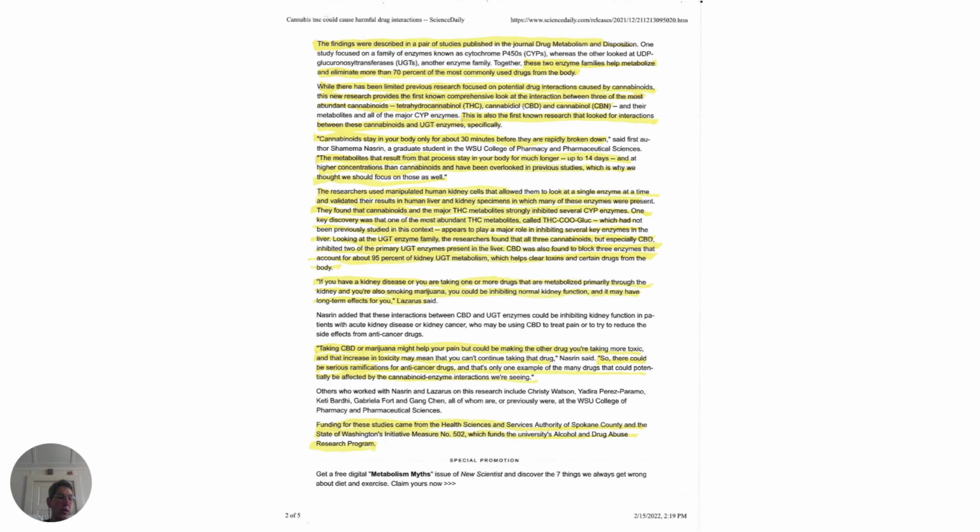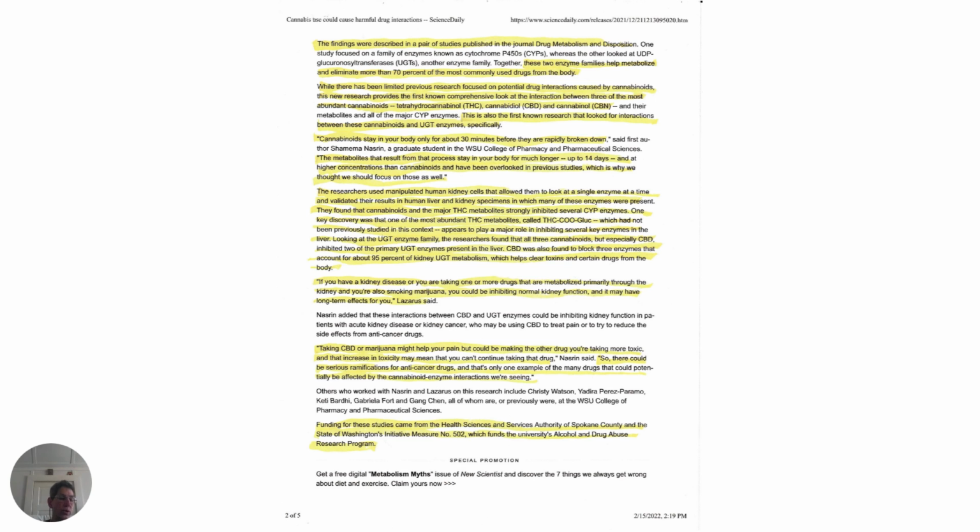Cannabinoids stay in your body for only about 30 minutes before they are rapidly broken down. The metabolites that result from that process stay in your body for much longer, up to 14 days, and at higher concentrations than cannabinoids, and have been overlooked in previous studies, which is why we thought we should focus on those as well.